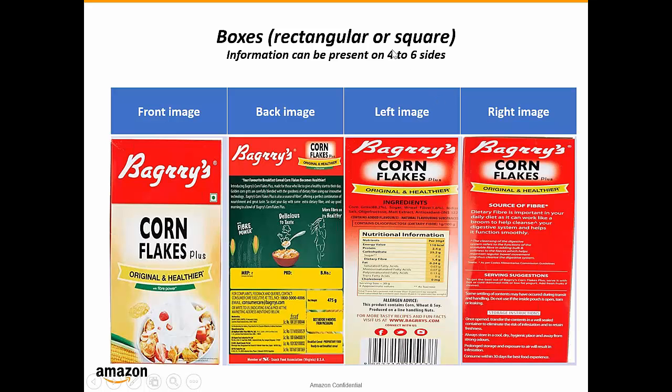Now, as a seller, if you will display front and back only, then the information which is present on the left and right image will be left unattended, meaning the consumer will not be able to know what the ingredients of this particular product are, what the serving suggestion is, and what the nutritional information is. So hence it is mandatory to give all side images for any food product.